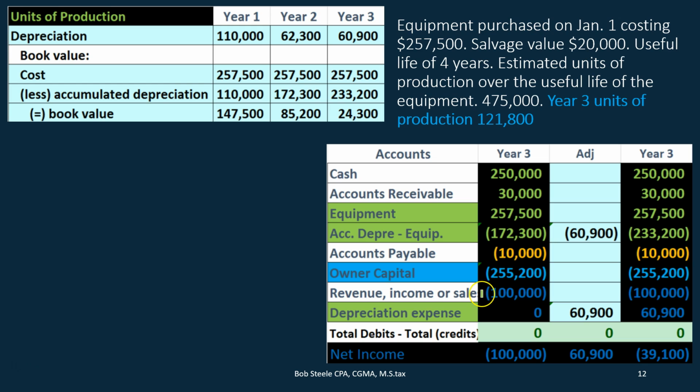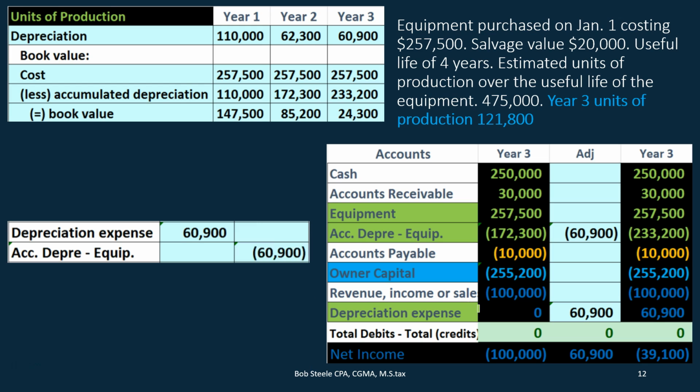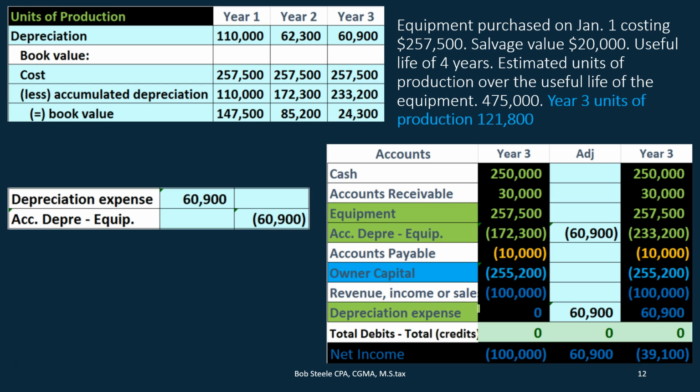We can see that the revenue account is at 100,000. That's not the same 100,000. We're assuming we earned the exact same amount of money in year 3 as we did in prior years in order to hold all else equal so that we can see the effect of this journal entry over multiple years. So we're going to debit depreciation expense once again, credit accumulated depreciation once again for the amount calculated in year 3 being 60,900. If we look at the posting of that, the depreciation is going to go from 0 up by 60,900.